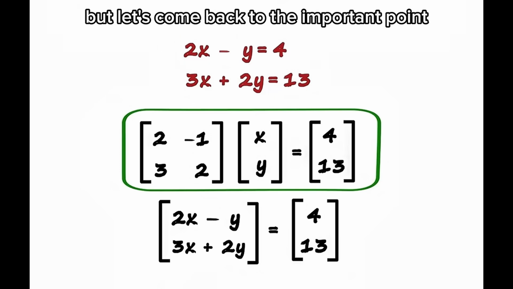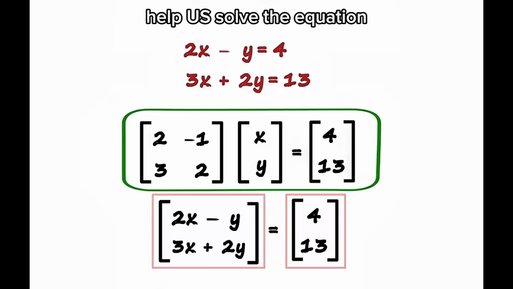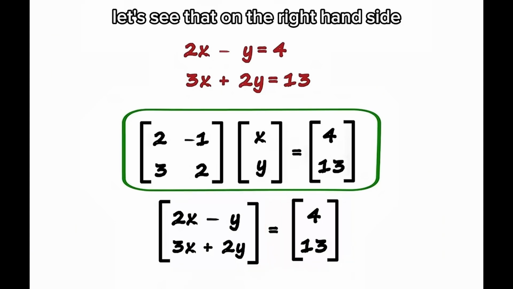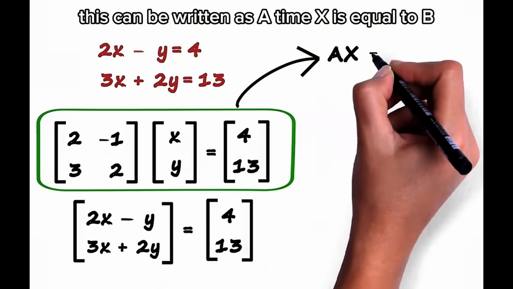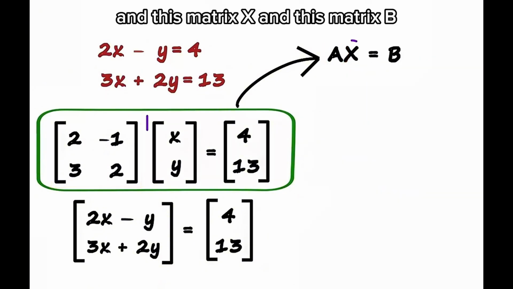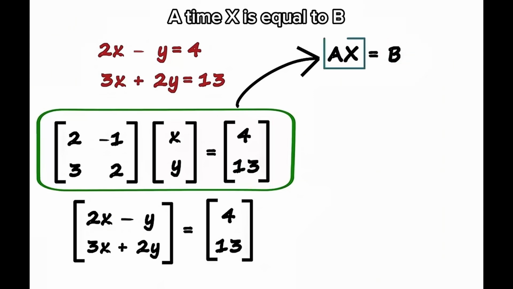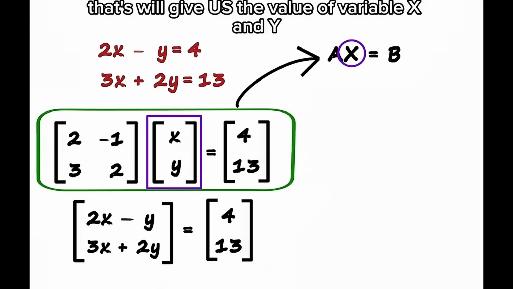But let's come back to the important point. How does writing it in matrix form help us solve the equation? Let's see that on the right hand side. This can be written as A times X is equal to B. We have this matrix A, this matrix X and this matrix B. A times X is equal to B. What we are interested in is this matrix X. That will give us the values of variables x and y.